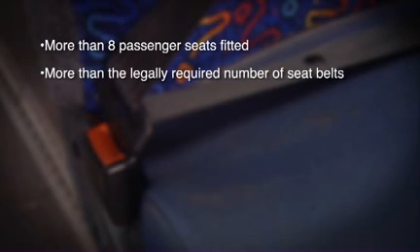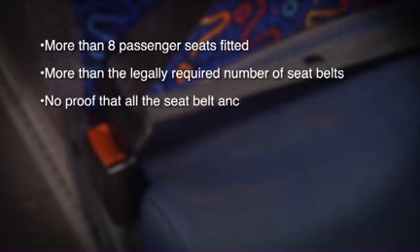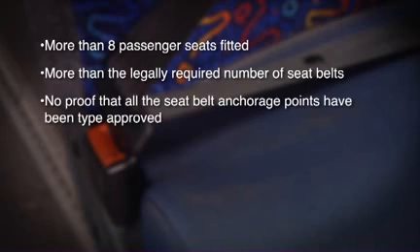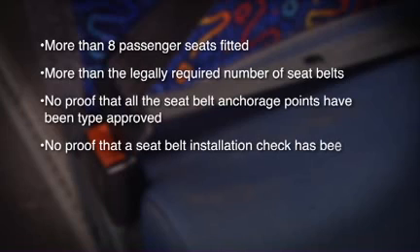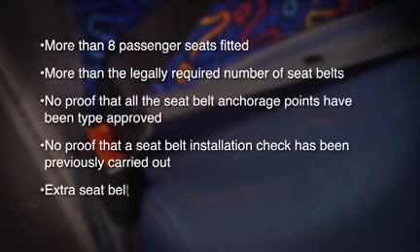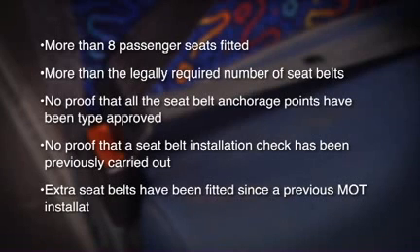So what are the other criteria? Well, a vehicle will require an installation check if it has more than 8 passenger seats fitted, and it has more than the legally required number of seat belts fitted as per the charts on pages 5 to 7 of section 5.1, and there's no proof that all the seatbelt anchorage points have been type approved, or there's no proof that a seatbelt installation check has been previously carried out, or extra seatbelts have been fitted since a previous MOT installation check. So how does the tester check that? Well, that's simple. Just compare the number of seatbelts fitted to the information that's shown on the vehicle full identity screen when registering a vehicle for test on a VTS device.